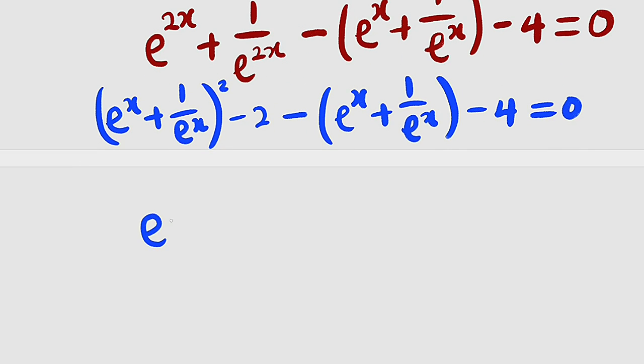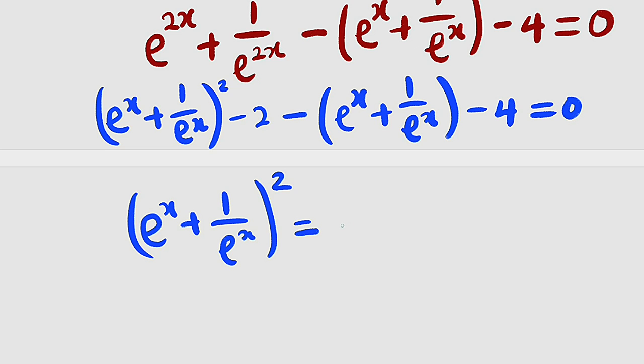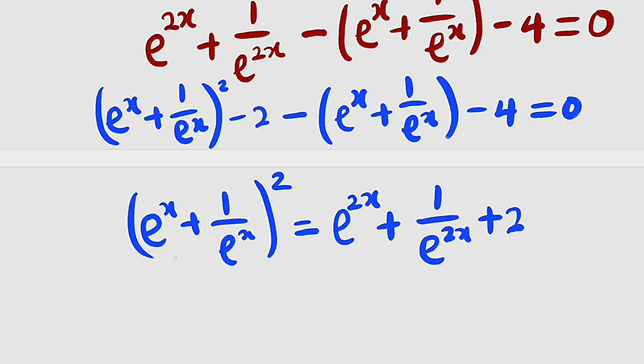If you have e^x plus 1 divided by e^x, and you decide to square this, this will be equal to the first term squared. (e^x) squared will be e^(2x), plus the second term squared is 1 divided by e^(2x). Then plus 2 multiplied by the first term multiplied by the second term. First times second term will give us 1, and 1 times 2 is still 2.